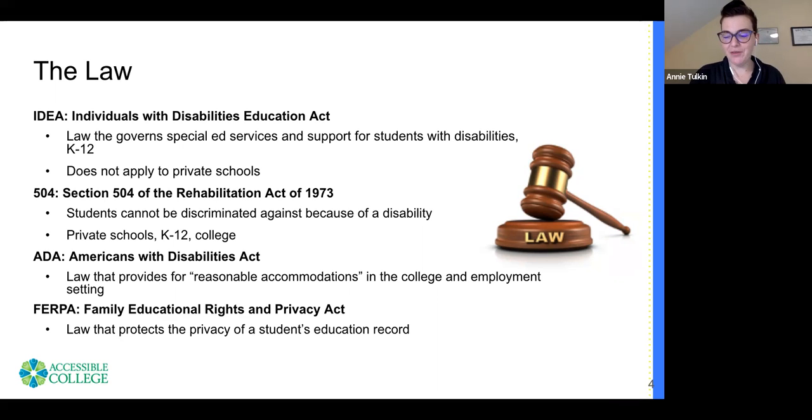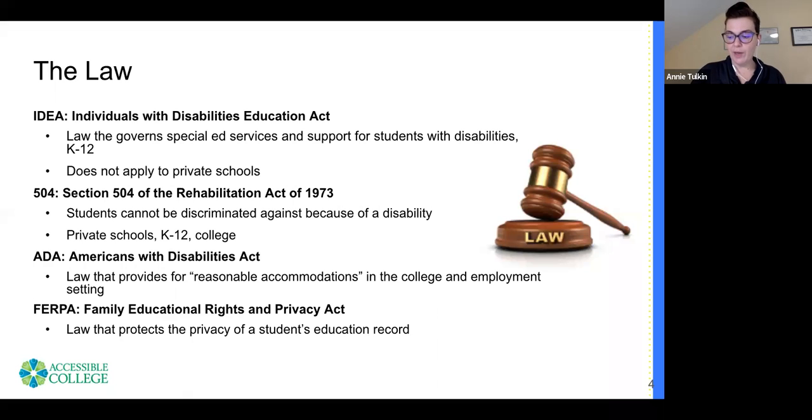If your student is in a private school, those schools are not bound by IDEA, but that leads us to Section 504 of the Rehabilitation Act. And this law protects against discrimination on the basis of a disability. So your student might have a 504 plan, which outlines their accommodations. Private and public schools both have to adhere to Section 504, and it applies to college as well. However, important note here, this does not mean that your student's 504 plan will travel with them to college. And we'll talk a little bit about that later on.